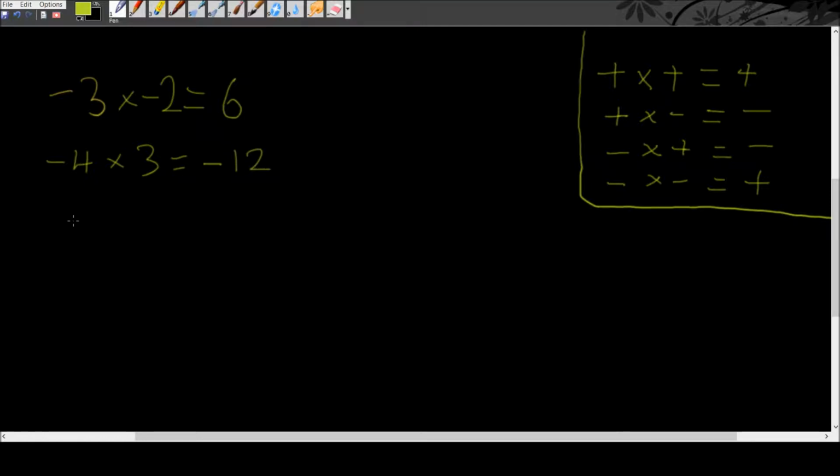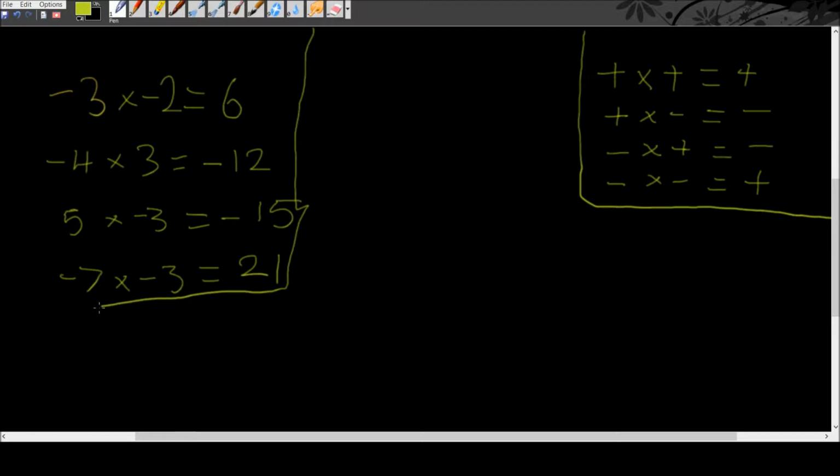Now let's say we have a positive 5 times a negative 3. Again, looking at our box, a positive times a negative is going to give us a negative. So we're going to get a negative 15. And again, negative 7 times a negative 3. A negative times a negative is going to give us a positive, so we're just going to get a normal 21. Okay, so that is multiplication with negative numbers.